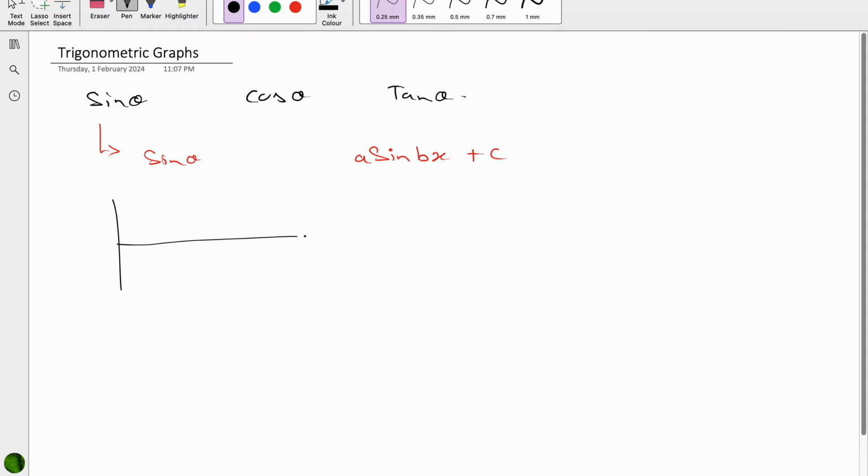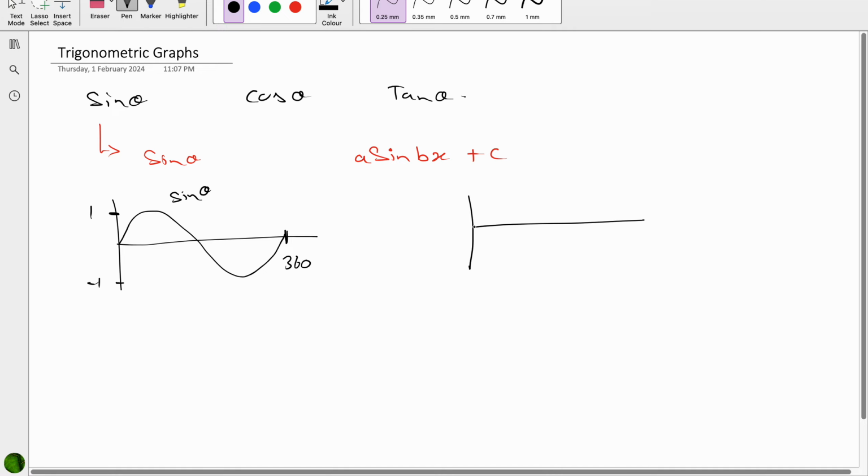So if we draw sine theta or sine x, it would look like this. Maximum value would be 1, minimum would be -1, so it ranges from -1 to 1, and the graph ends at 360. If we are doing this in radians, this would be 2 pi, with equal divisions pi, pi by 2, and 3 by 2 pi. Again, maximum is 1 and minimum is -1.